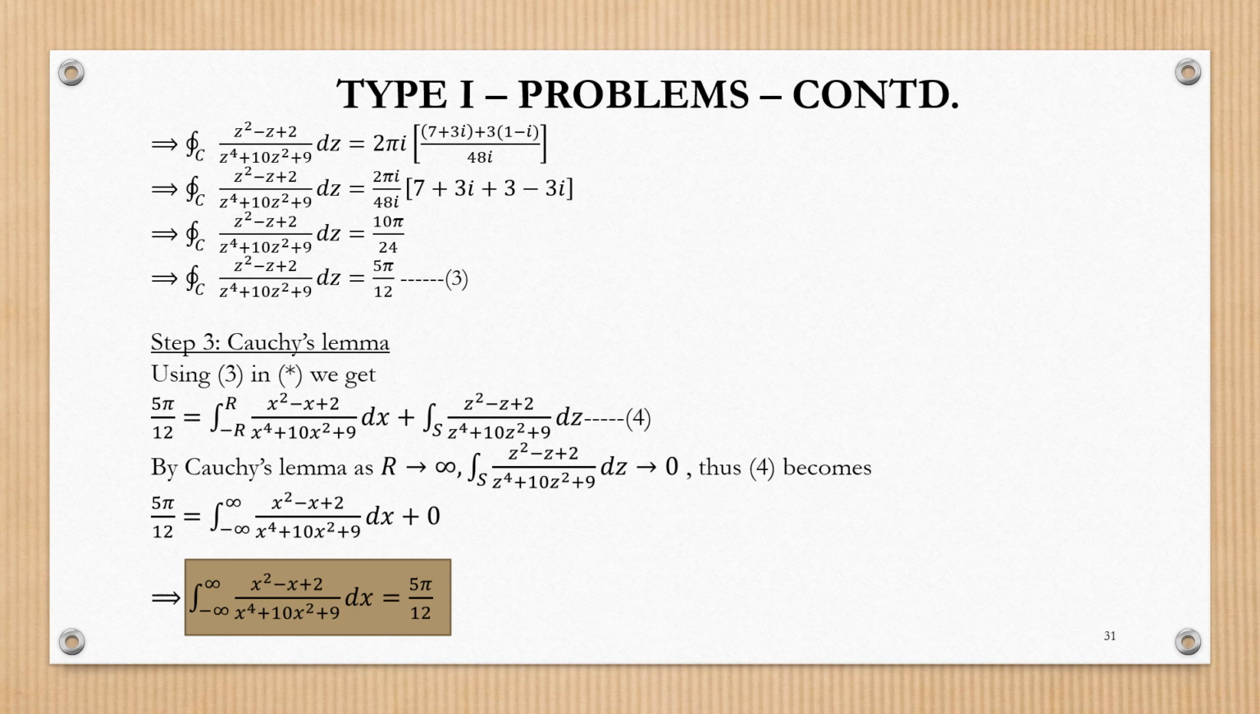Now the application of Cauchy's lemma, we take equation 3 and substitute that in the place of the left hand side of equation star. We apply Cauchy's lemma that we take r tends to infinity, so that the second integral on the right hand side becomes 0, and therefore equation 4 can be rewritten as 5 pi by 12 equal to integral from minus infinity to infinity x square minus x plus 2 divided by x power 4 plus 10x square plus 9 dx plus 0. We write the integral on the left hand side and the numerical value on the right hand side to get the final answer, completing the problem.